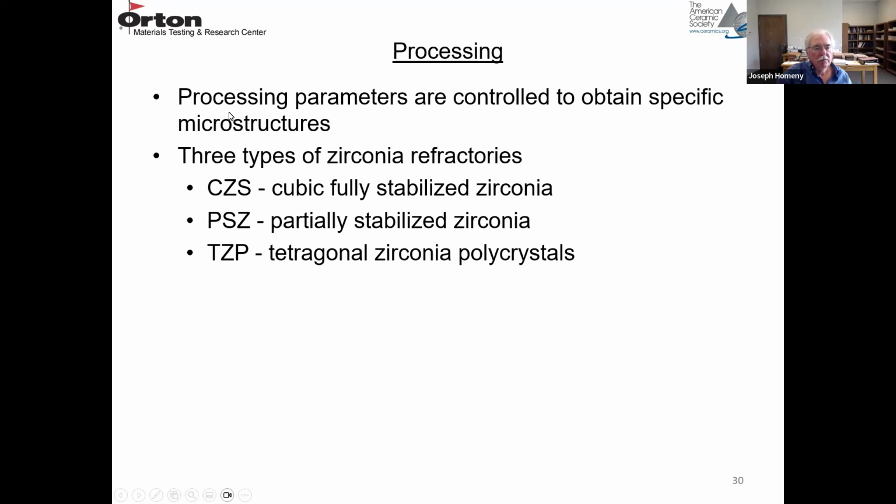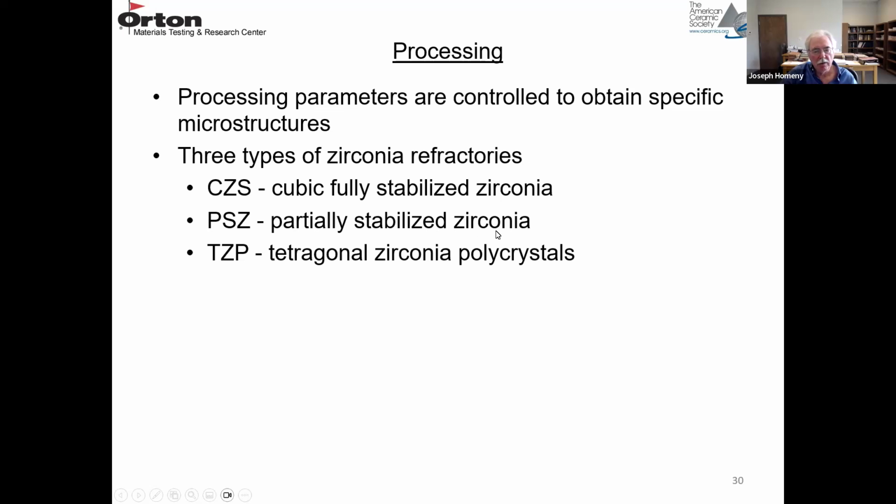So there's three types of zirconia refractories, and they're all going to have different microstructures. How you process these materials, you're going to obtain different microstructures. So there's a CSZ, a PSZ, and a TZP. CSZ is cubic, fully stabilized zirconia. So you add enough of the stabilizer to be fully cubic.